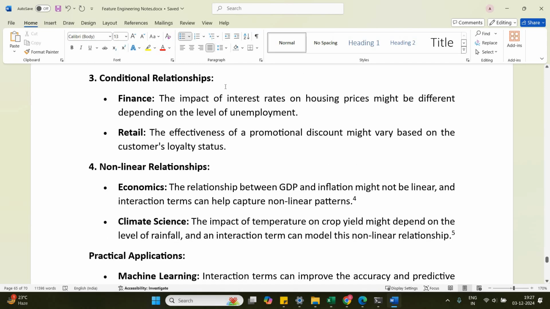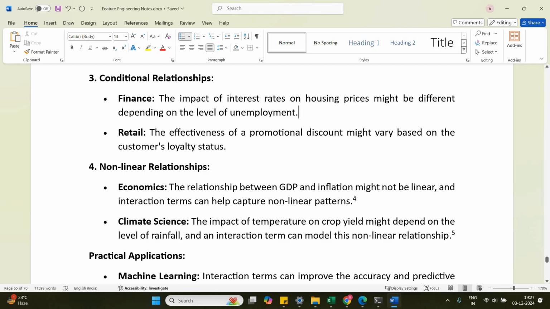The next one is conditional relationship. Let's consider the example of finance. The impact of interest rates on housing prices might be different depending on the level of unemployment. Okay, so the impact of interest rates on housing prices.